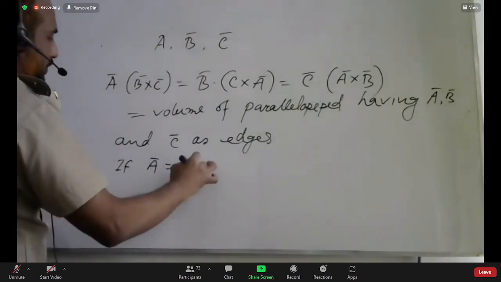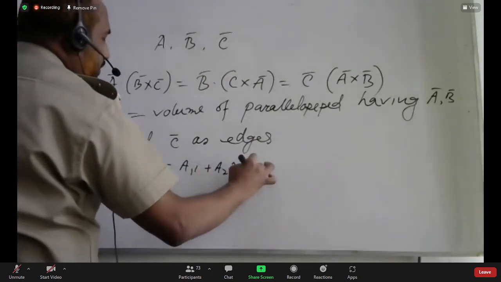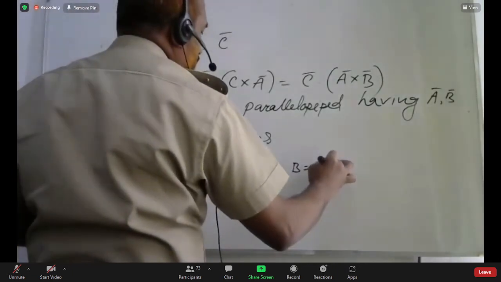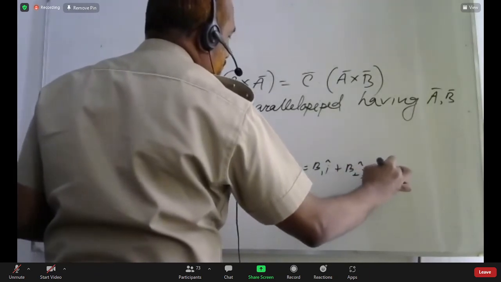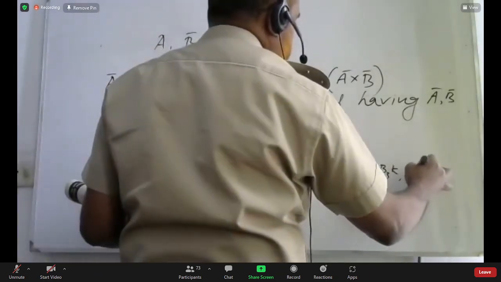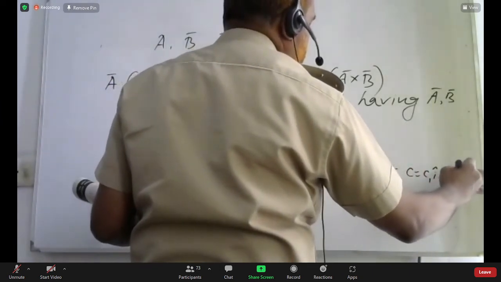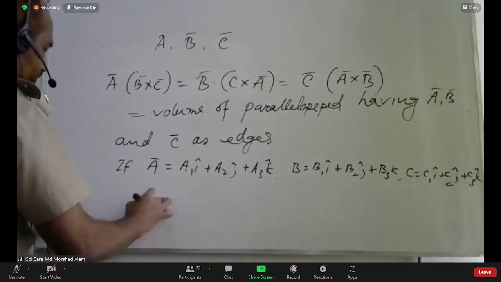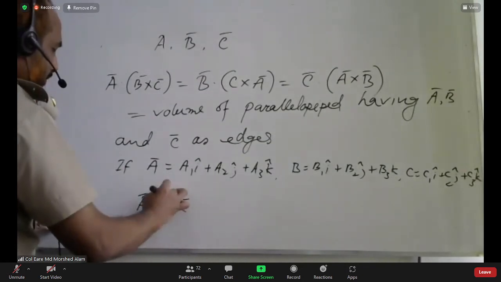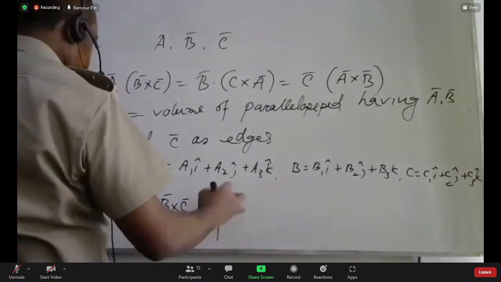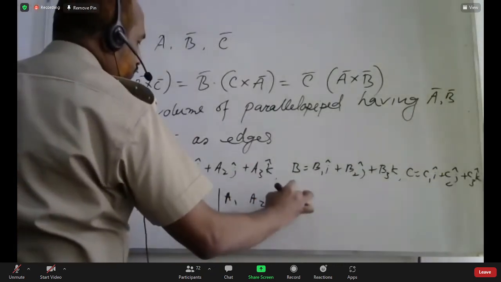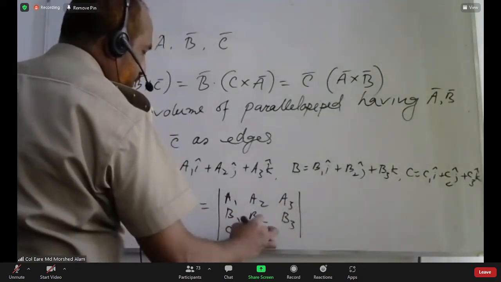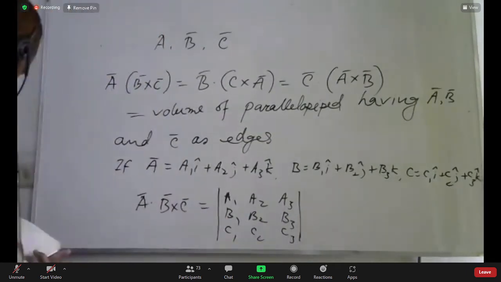And if vector A is equal to a1i, a2j, a3k, B is equal to b1i, b2j, b3k, and C is equal to c1i, c2j, c3k, then A dot B cross C can be written in determinant form like this: A1, A2, A3, B1, B2, B3, C1, C2, C3. Okay, বুঝতে পেরেছ?